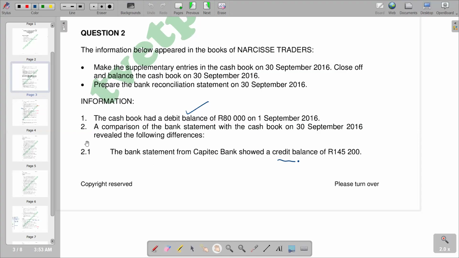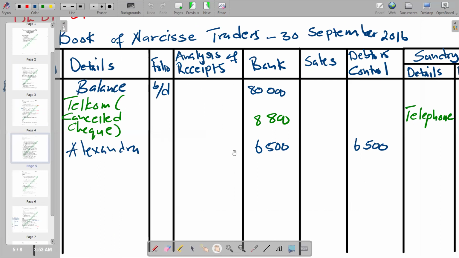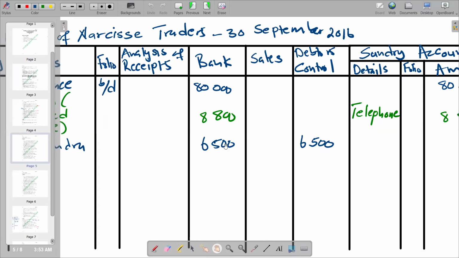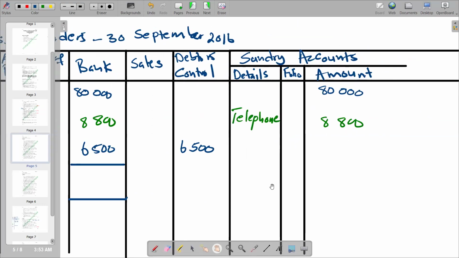So if you go to the debit side, obviously we are supposed to go under the bank column, whereby we are supposed to add to get the total. And also, we are supposed to add the total that we have under sundry accounts.